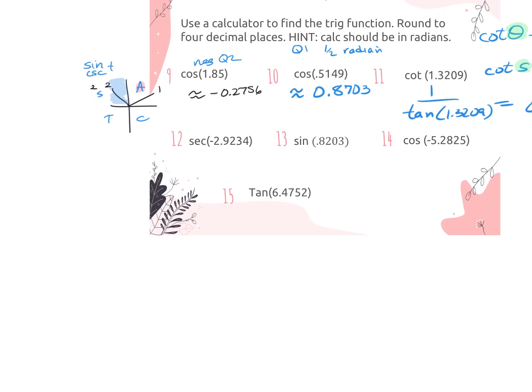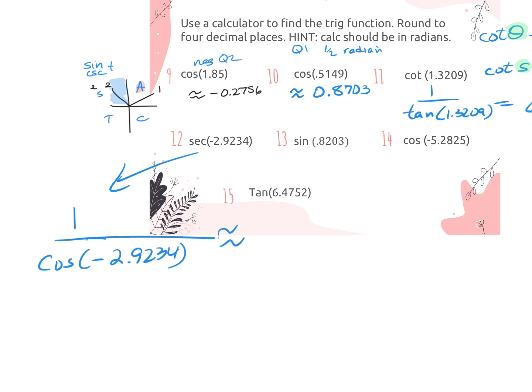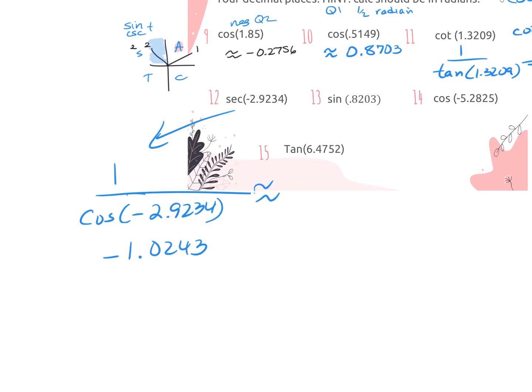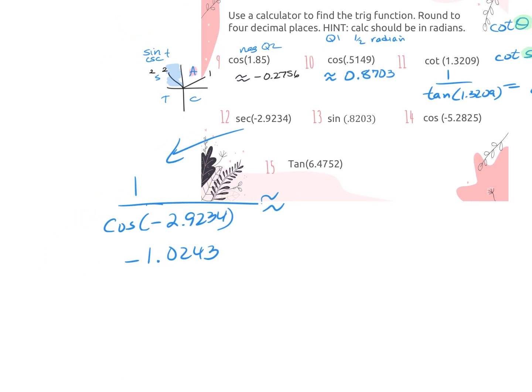So for number 12, secant, its reciprocal is cosine. So 1 divided by cosine, and you're entering negative 2.9234. And then hitting enter, and you should be getting negative 1.0243. Now, notice that the first one, number 9, the angle was positive, but we got a negative answer. The sign on the answer depends on what quadrant the angle is located in.